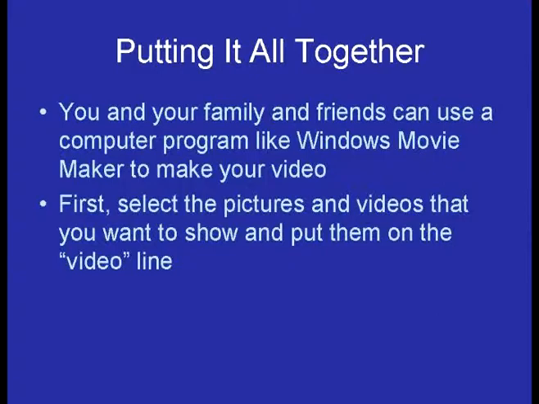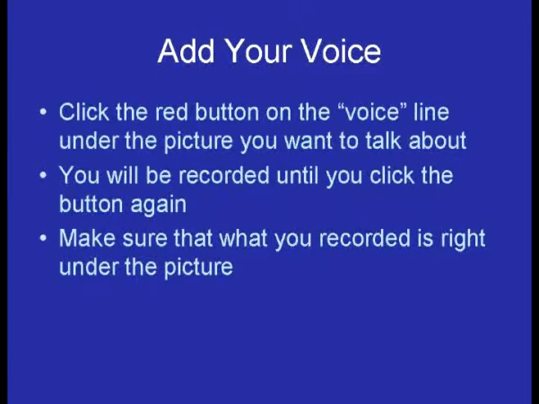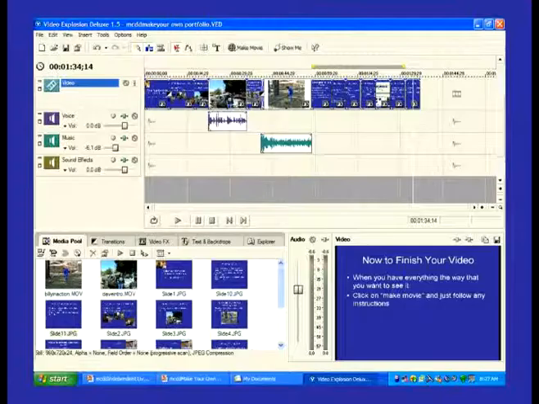First, select the pictures and videos that you want to show and put them on the video line. It's easy to put the pictures from the bottom by dragging and dropping them into the top layer. Now add your voice. Click the red button on the voice line under the picture you want to talk about. You'll be recorded until you click the button again. Make sure that what you record is right under the picture.